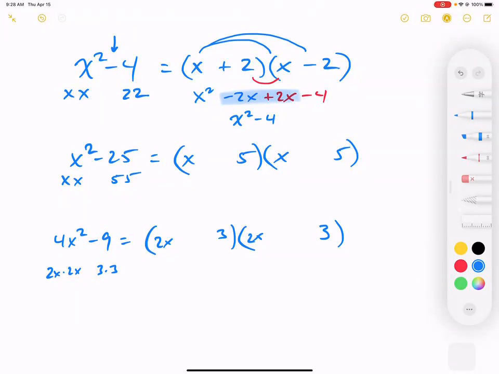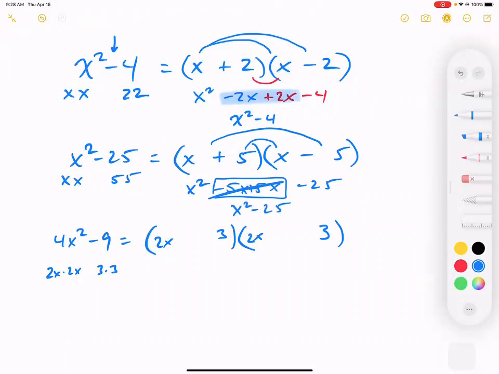Let's see if it's the same for the next problem. X squared minus 25. To get a negative 25, we need a plus and a minus. Now, if I double check this problem, x times x in the front is x squared. Back, negative 5 and positive 5 become negative 25. And the middle term would be positive 5x and negative 5x. So what happens to a positive and negative here? They always cancel out, leaving me x squared minus 25.